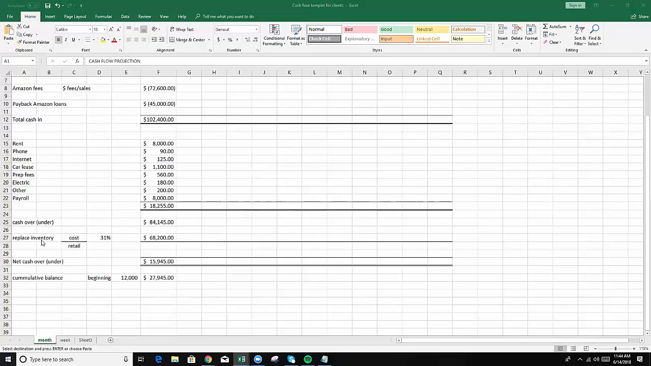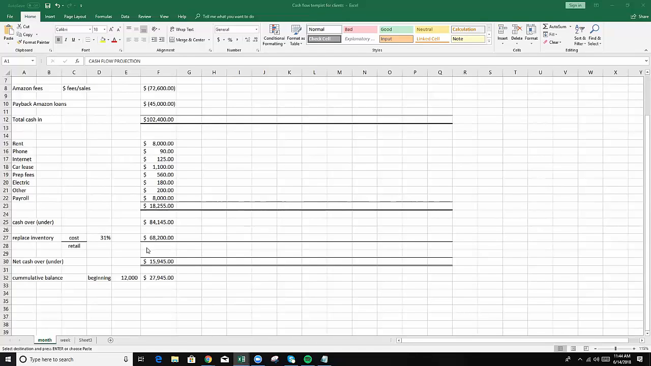So now my next line 27 is I want to replace the inventory that I sold. Right? So I'm using the 31% cost of goods sold. So I need $68,200 to replace the inventory that I sold. Everybody following me? I'm seeing puzzled looks.